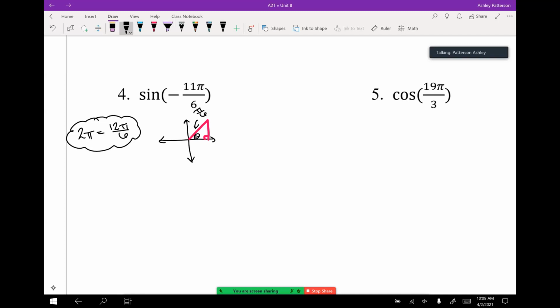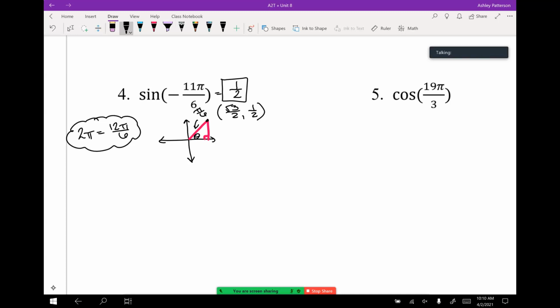Since it's pi over 6, we're going to use the coordinate radical 3 over 2, comma 1/2. We are in the first quadrant, so every trig function is positive. Sine is the y value, so we can say that the sine of negative 11 pi over 6 is 1/2. Oh, it's a lot to think about.